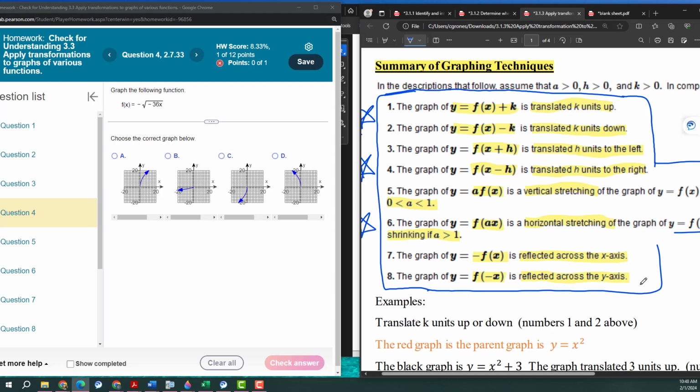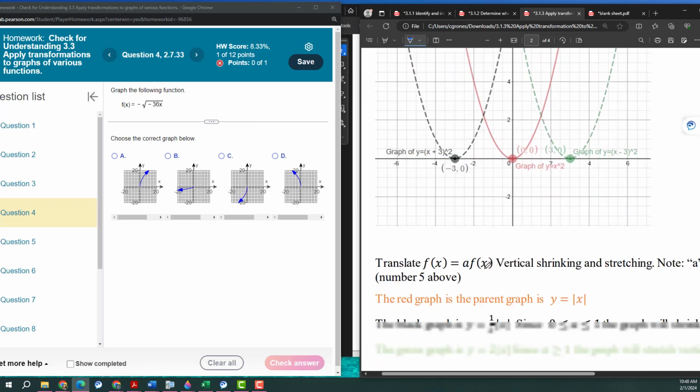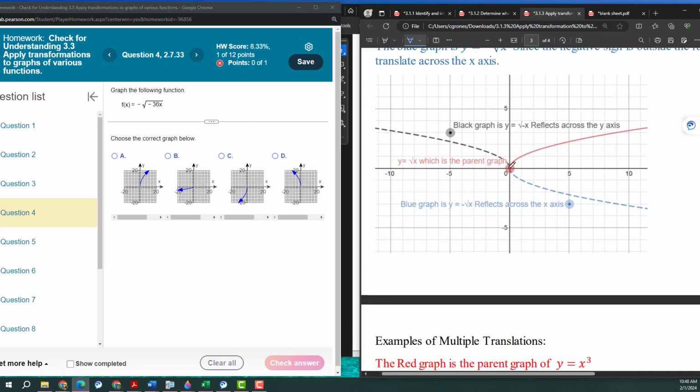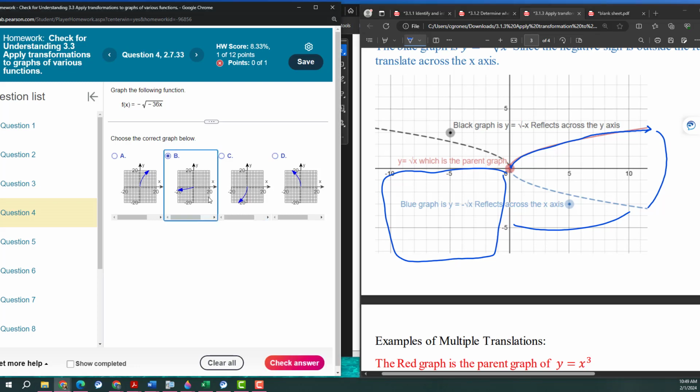and across the y-axis. So if we look at our graph down here, this is our parent graph. The red one is our parent graph. So this is what we are going to be changing. If we were to reflect it across the x and then also across the y, it's going to be somewhere over here in this quadrant. So we know that it's going to be either C or B.